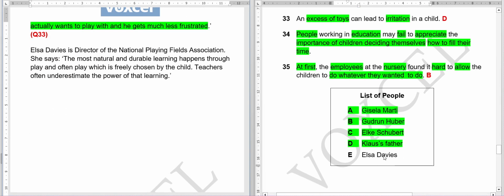Yeah, last person is Elsa Davis. So obviously we know this answer should be answer E. But then again, we will find this particular answer. Elsa Davis is director of National Playing Fields Association. She says the most natural and durable learning happens through play, and often play which is freely chosen by the child. Teachers often underestimate the power of that learning. So you have around 10 seconds to tell me the keywords here, and the time starts now.